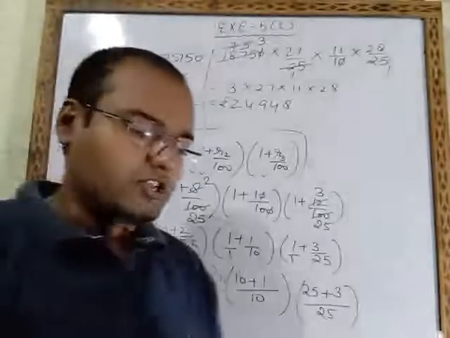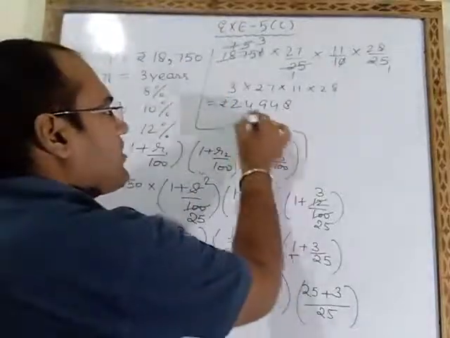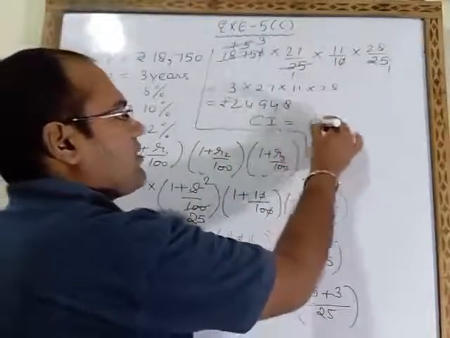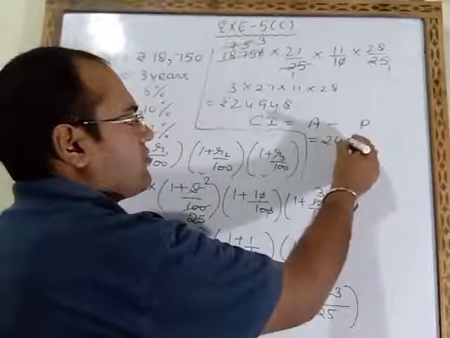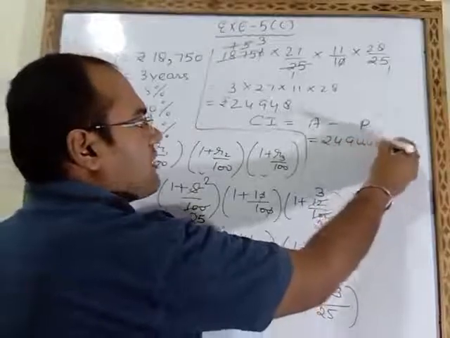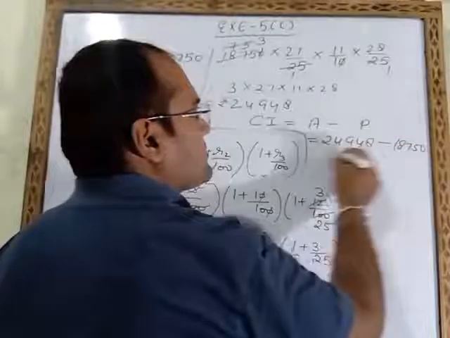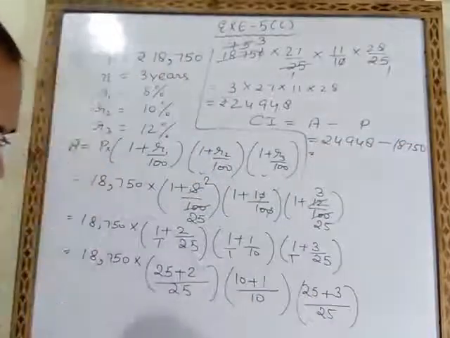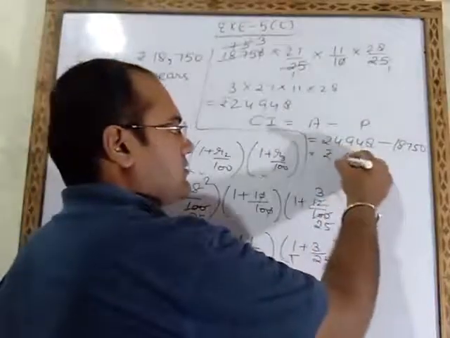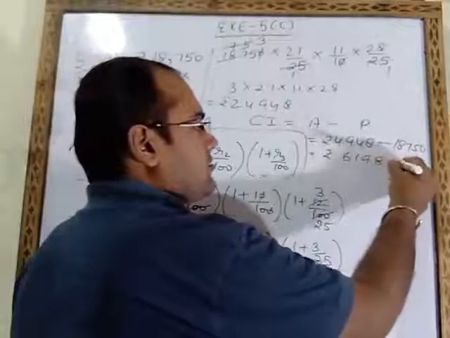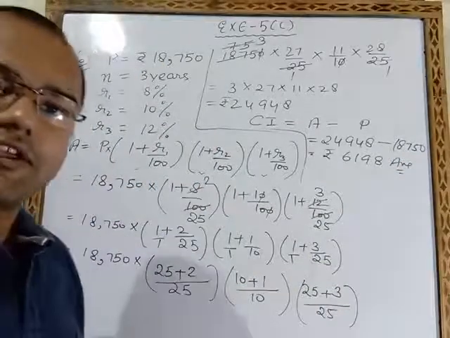नाउ इन द क्वेश्चन ही सेड फाइंड द अमाउंट एंड कंपाउंड इंटरेस्ट. सी आई भी निकालना है. तो सी आई का फार्मूला क्या होता है? सी आई इज इक्वल टू अमाउंट माइनस प्रिंसिपल. अमाउंट वी हैड कैलकुलेटेड जस्ट नाउ 24948 minus principal is 18750. When we will subtract these two numbers, we will get the answer for compound interest 6198 rupees. So this is your final answer. So like this you have to do question number 6th.